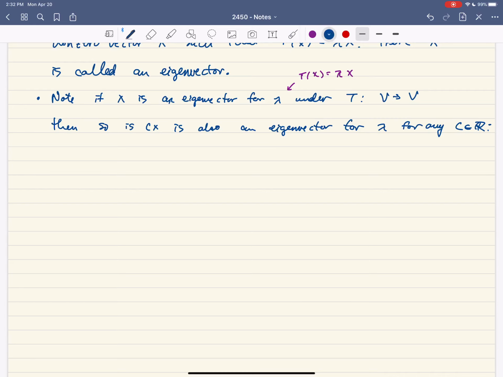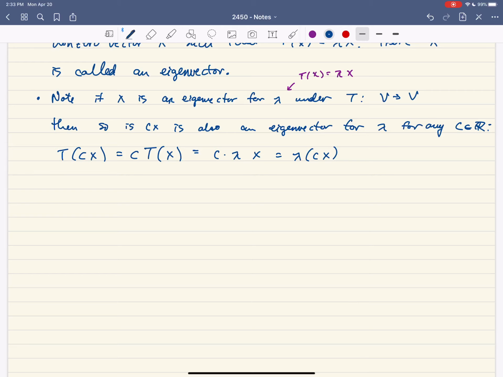is lambda x. So let's compute what's T of Cx. Well, I know that I could bring the C outside, and I know that T of x is lambda x. And so then I can rearrange the lambda to be lambda times Cx. And so T of Cx is equal to lambda times Cx. And that tells you that Cx is also going to be an eigenvector for lambda. So eigenvectors are far from unique.